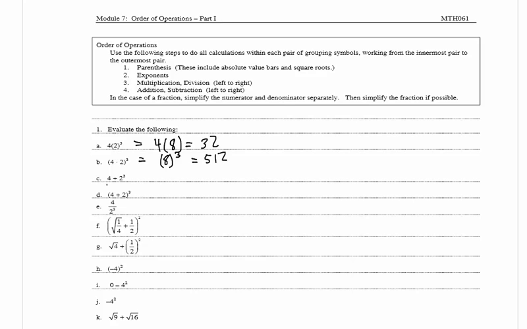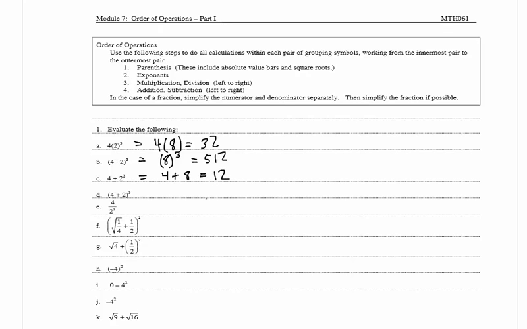In C, we have 4 plus 2 cubed. So the first thing we're going to do is take care of the exponent. And we have 4 plus, and 2 cubed is 8. 4 plus 8 is equal to 12.